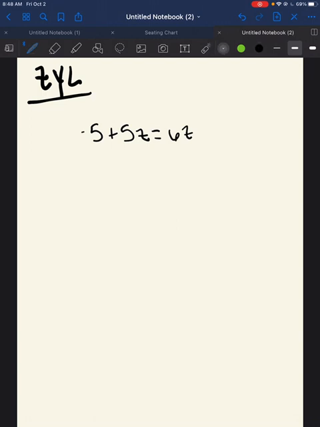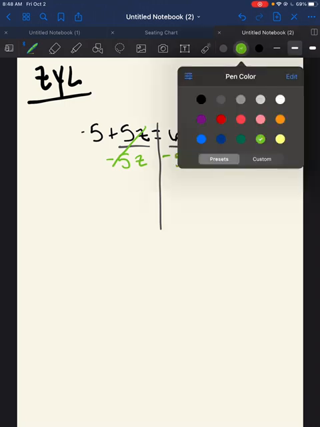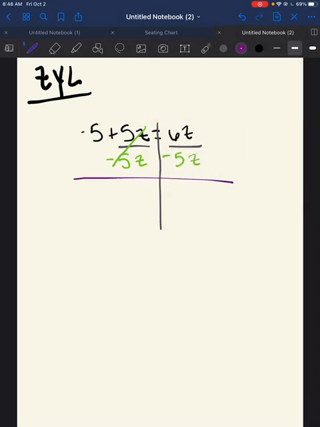Okay, so what I want to do, draw my divider. I need to get these together. So what I do is I need to subtract 5z from this side. I want my variables on one side, my constants on another. So this is going to cancel out. I'm going to get down here. Bring this negative 5 down. And then I have 6z minus 5z equals z. Okay, so that is my answer for that one.